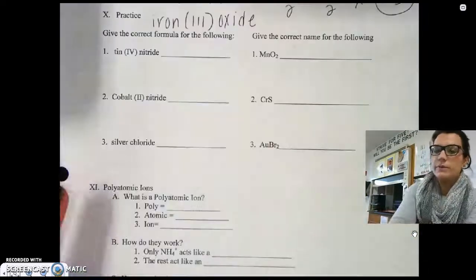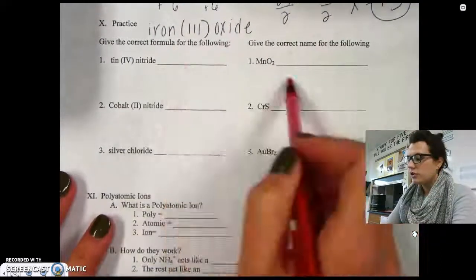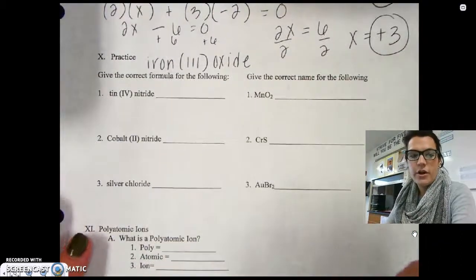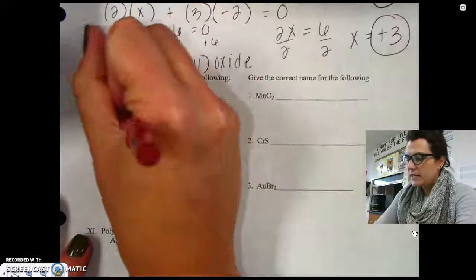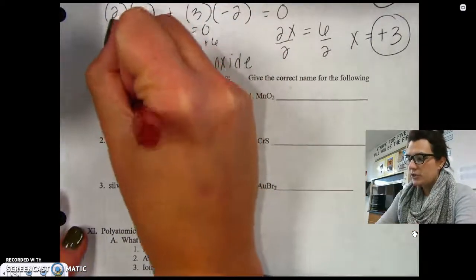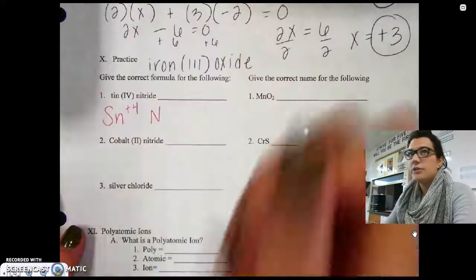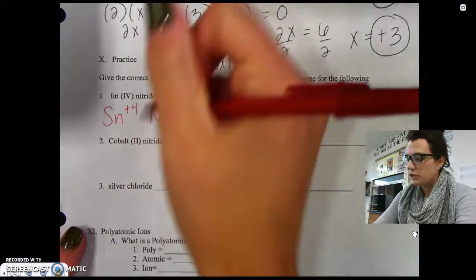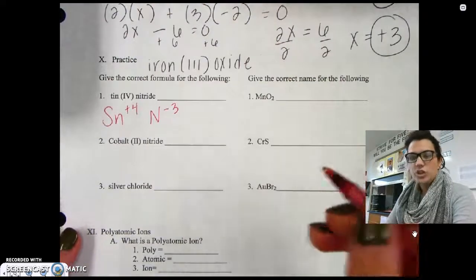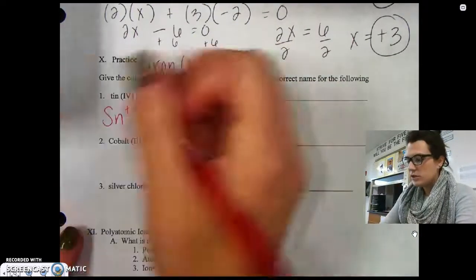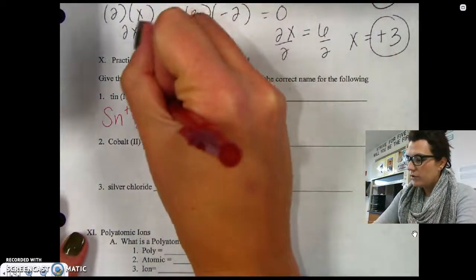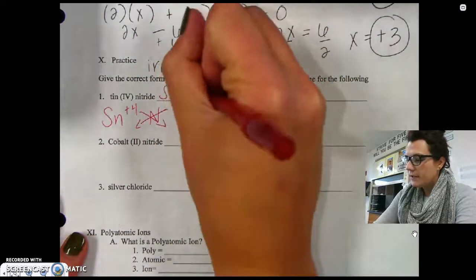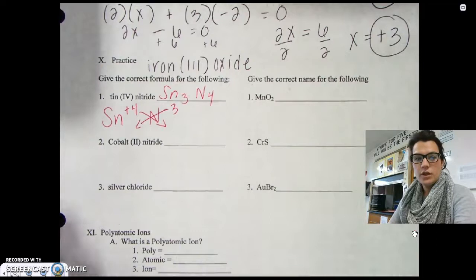Let me do a couple of examples here with you really fast. I'll just do these first 2, and then you can do the rest by yourself. So I have tin 4 nitride. Okay, so I'm going to write tin is Sn, has a +4 charge. Nitrogen is in group 15, which means it's going to gain 3 electrons, which is -3. Charges don't cancel, therefore I'm going to crisscross them, so tin gets the 3, nitrogen gets the 4. Therefore, this would be Sn3N4. So tin 4 nitride. Okay?